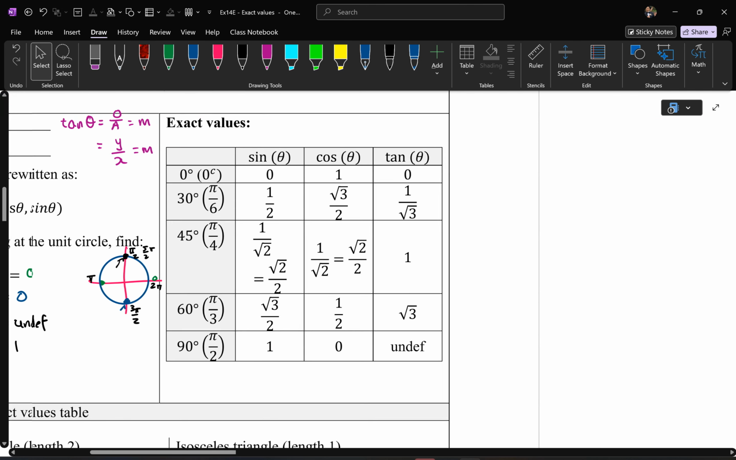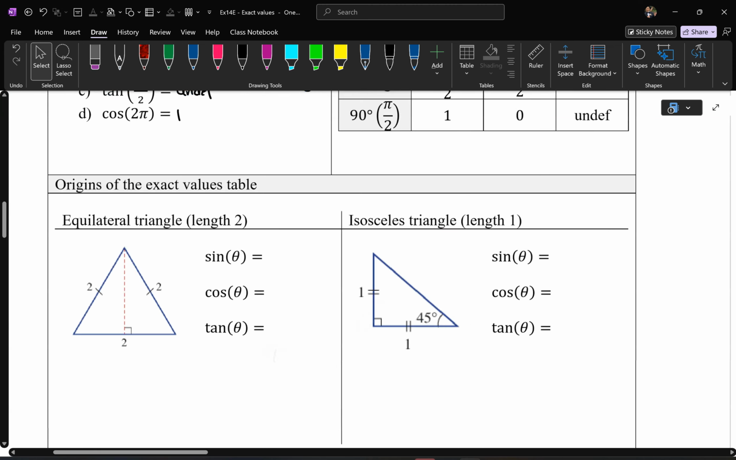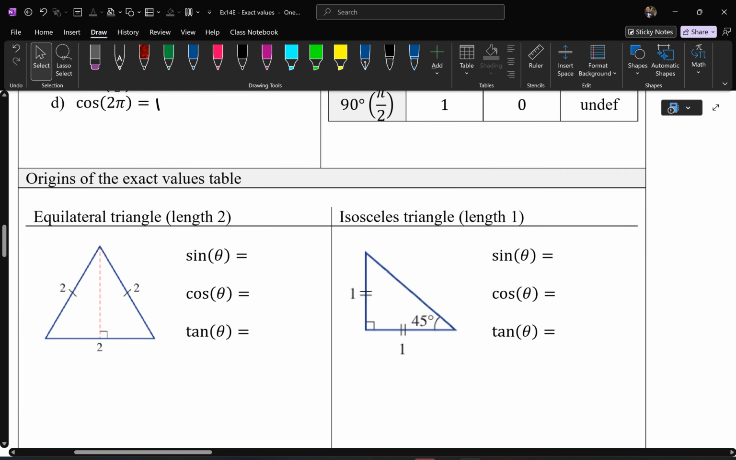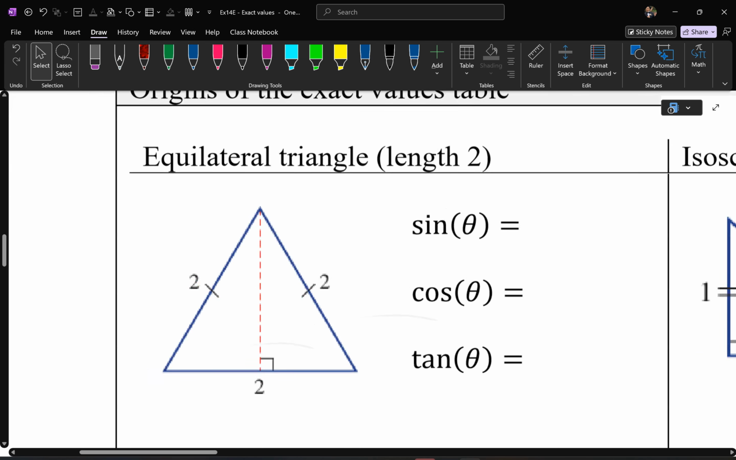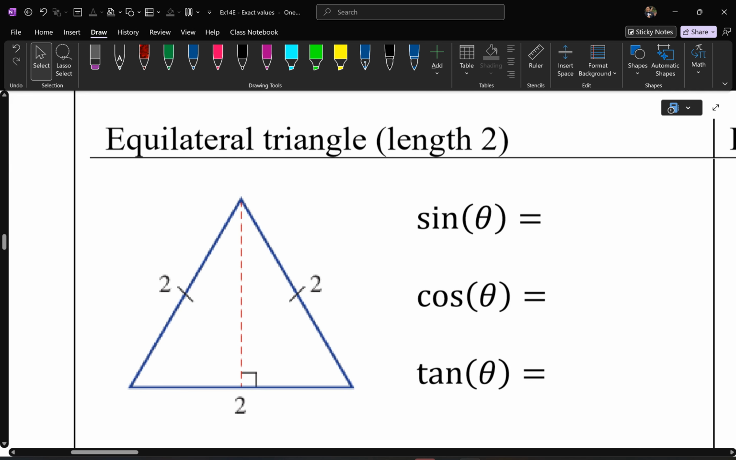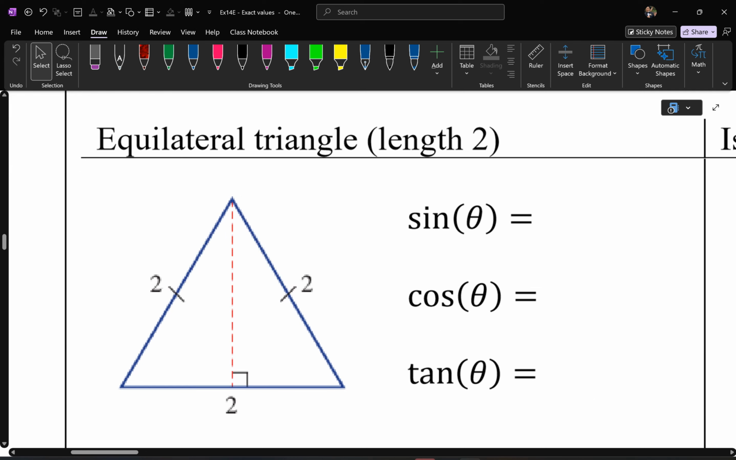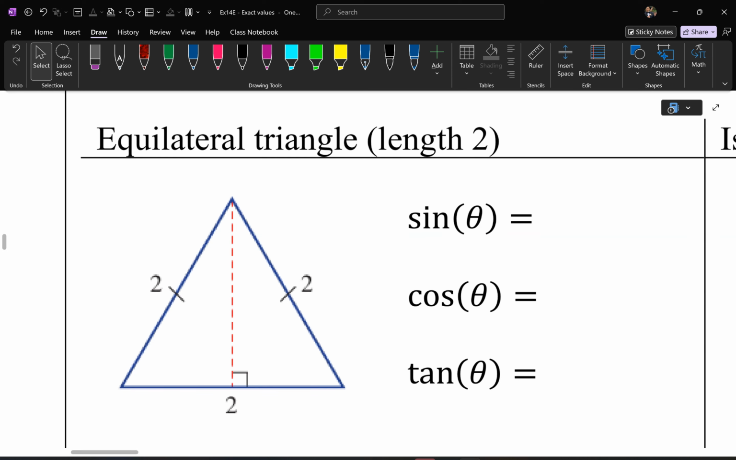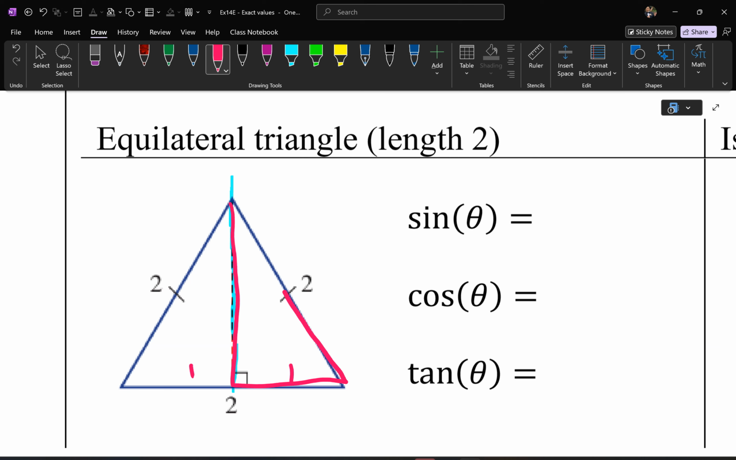There's many ways to do it. You can do an actual proof. Here's the proof. Equilateral triangle. If this length is 2, that's 2, that's 2. That means if you cut it in half, this is 1, this is 1. So based on this right angle triangle, you know this is a length of 1, that's 2. How do you find this height?